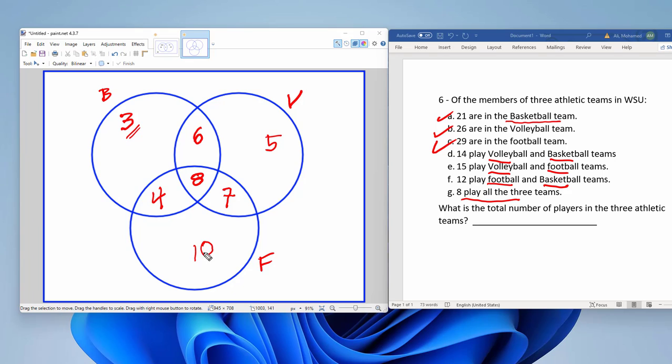play football only. So now the question is, what is the total number of players? The total number of players is all of these numbers. You add them up. Let me change the color here. If you add the 3 plus the 6 plus the 5 plus the 7 plus the 8 plus the 4 plus the 10, you'll come up to 43.